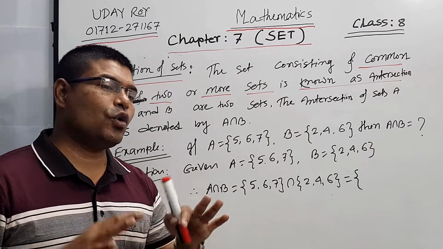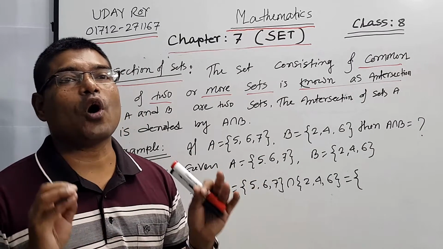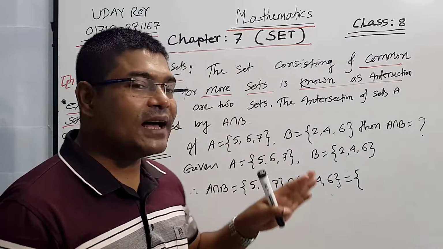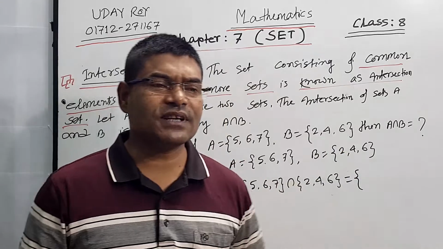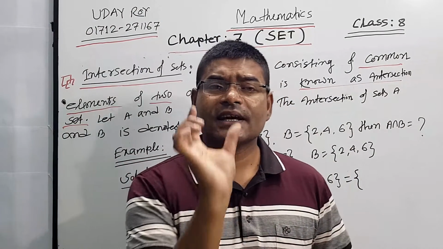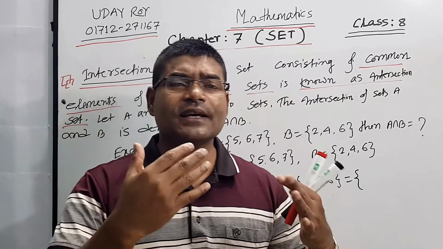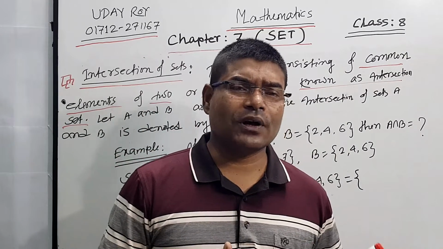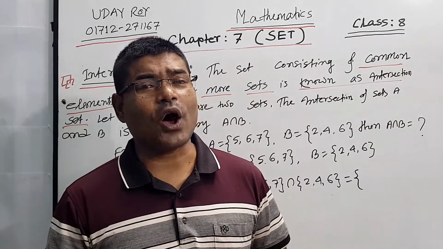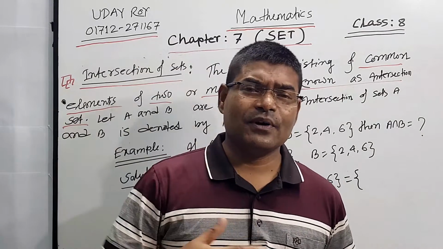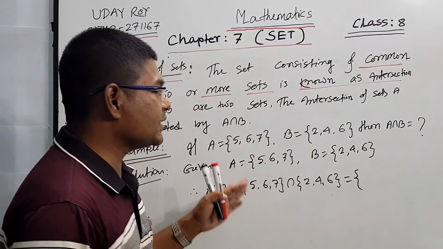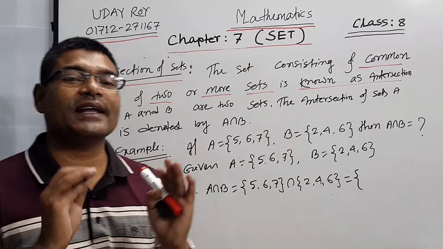Two or more sets, just the common elements. You just have to find out the common elements. That is the intersection. Sometimes we say it's a cap. Union is cup, or union of sets. We can say cup, and for intersection of sets we can say cap, but it is the intersection of sets. Intersection means you have to take only the common.